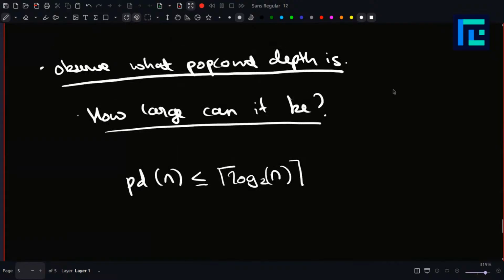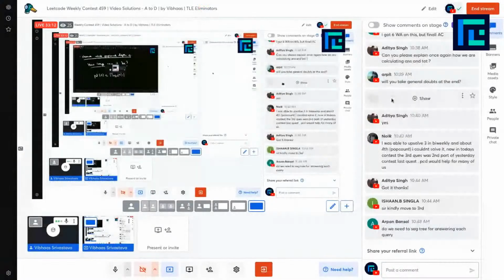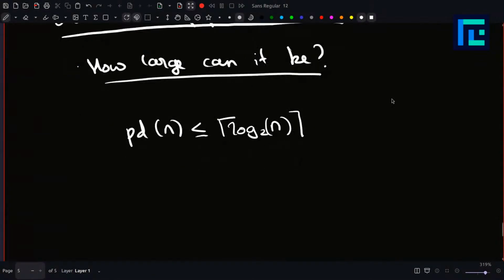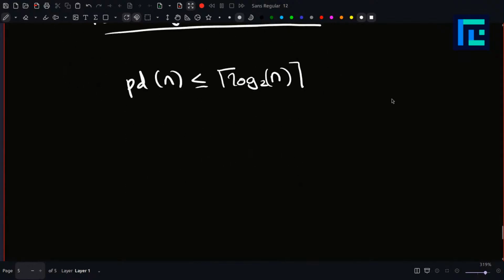So how large can it be? It will be less than or equal to log 2 of n. The way I did it was with an ordered set, but I will show you a segment tree solution as well. So the pop count depth will be less than or equal to the ceiling of log 2 of n.